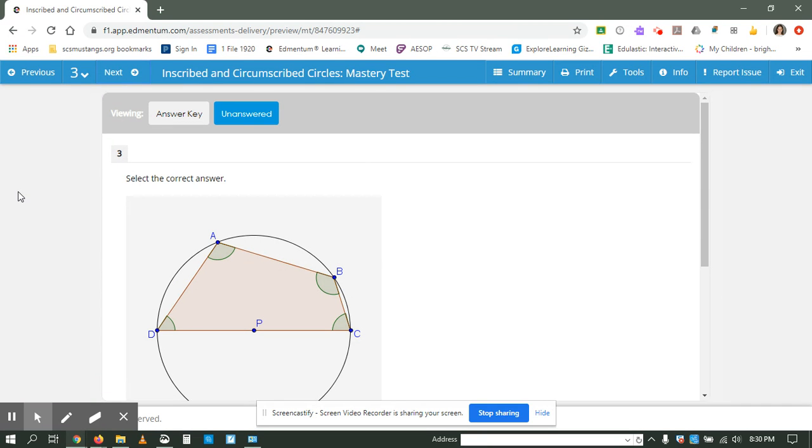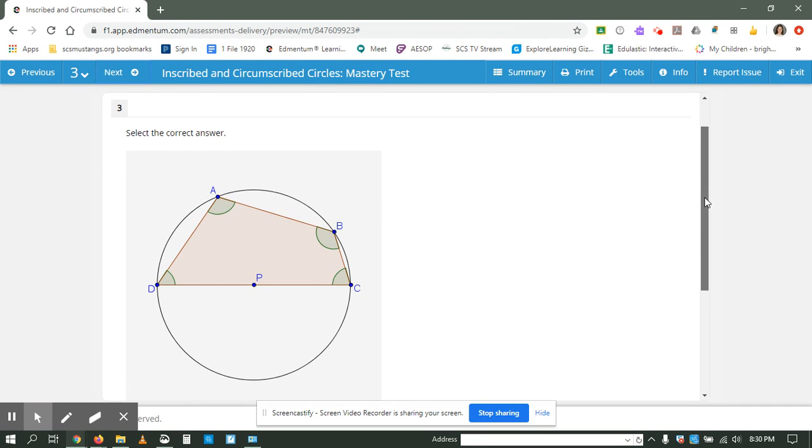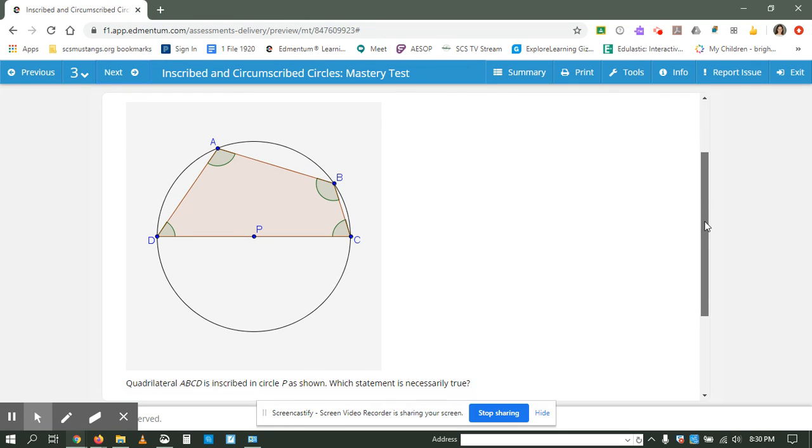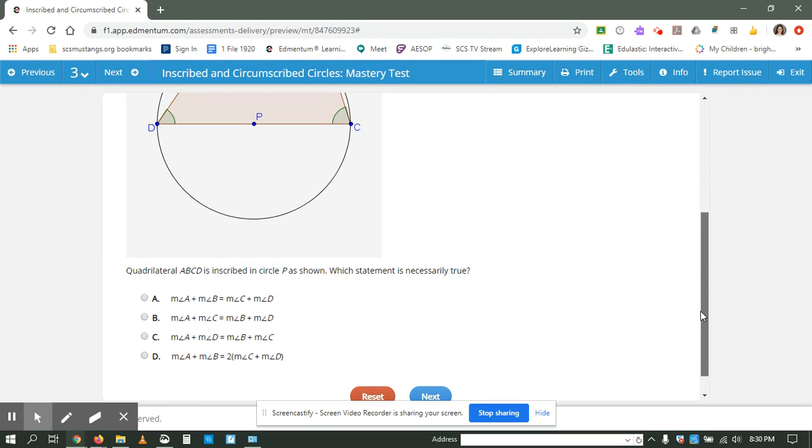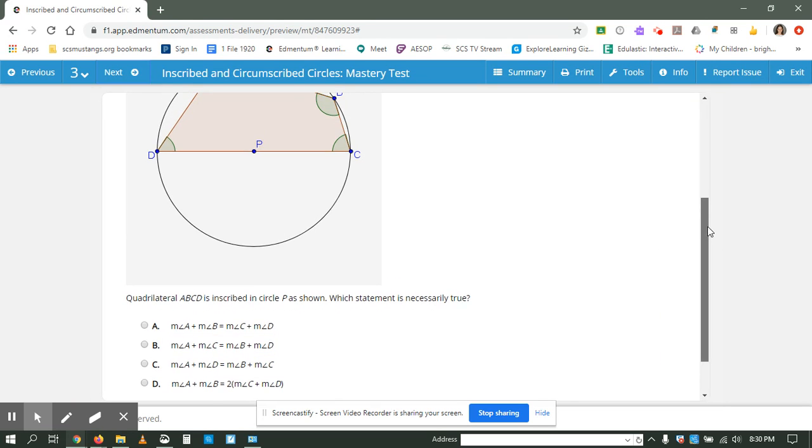Looking at the next one, this one's a good one. Select the correct answer. Quadrilateral ABCD is inscribed in circle P as shown. Which statement has to be true? So this goes back to that quadrilateral inscribed in a circle rule and figuring out which one of those matches the statement for the rule that we have.